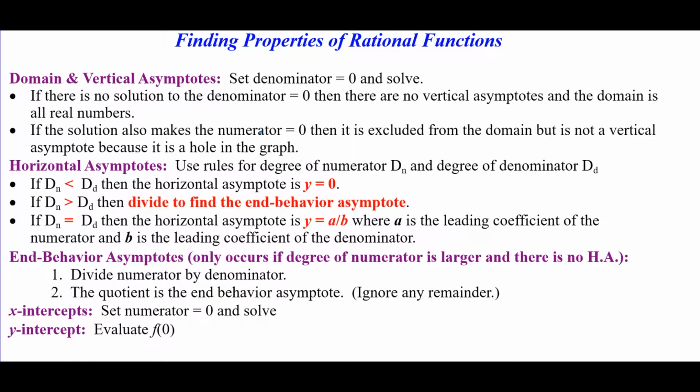To find the x-intercept, we're going to set the numerator equal to 0 and solve it, and to find the y-intercept, we're just going to plug 0 in for x. So let's just look at a couple of examples here.